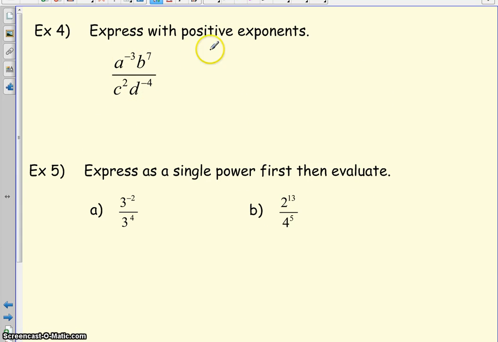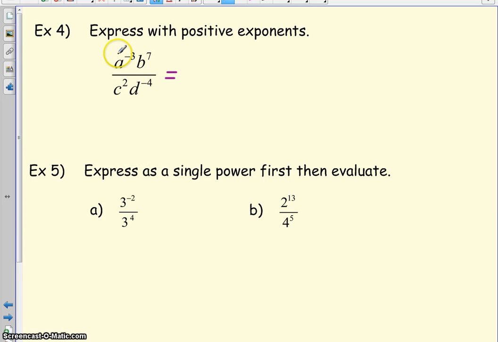So now we have something that has negative exponents in it, and as a rule, you tend to not want negative exponents in a final answer. They don't look very pretty. So you want to express things with positive exponents. So here's something, a to the negative 3, b to the 7, c squared d to the negative 4. We want to express it with positive exponents.